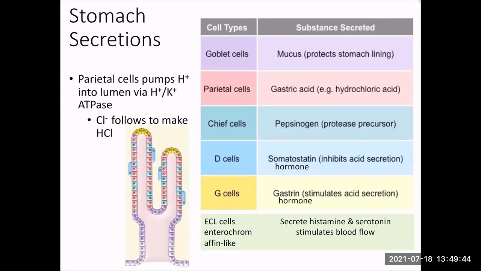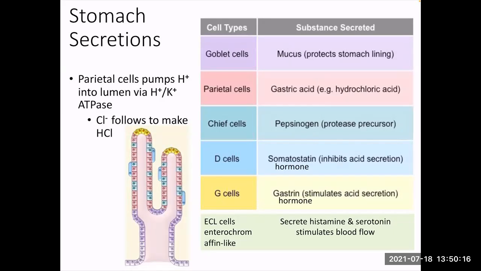Then you have, in the bright blue color, your D cells, and you don't have a lot of them. You have a few, and they secrete somatostatin. Somatostatin is an inhibitory hormone, and it actually tells your parietal cells to stop or to slow down, so that you slow down your acid production. So we're done eating. We don't need any more acid at this time. Thank you, we're done.